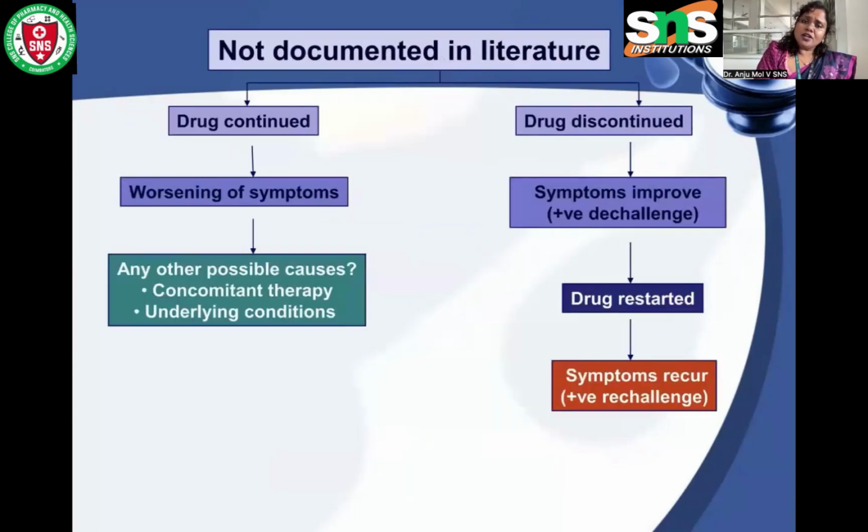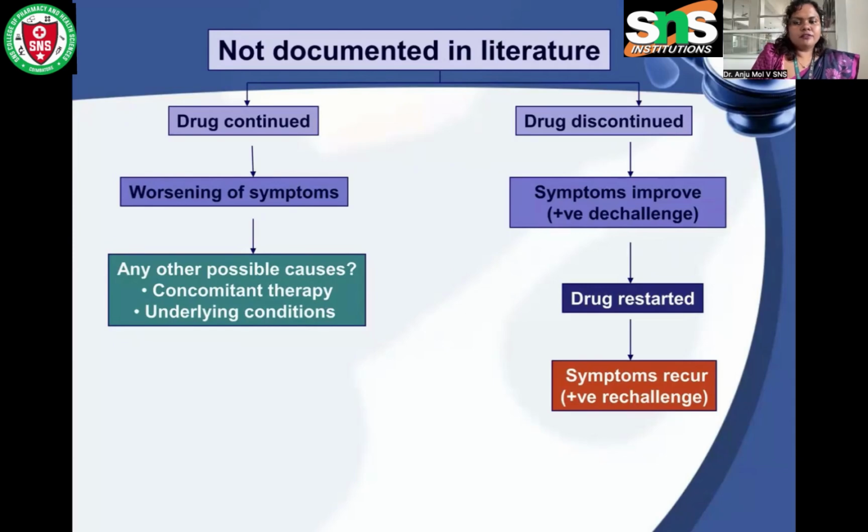And if it is not documented in literature, what will happen? Either we will continue the drug or the drug will be discontinued. What if we continue the drug? If we continue the drug, it will worsen the symptoms. And what will happen next? Any other possible causes, we will go and check for that, like concomitant therapy, underlying conditions, etc.